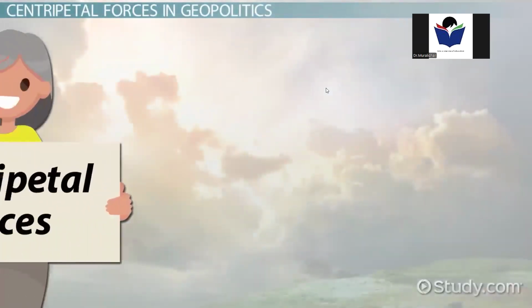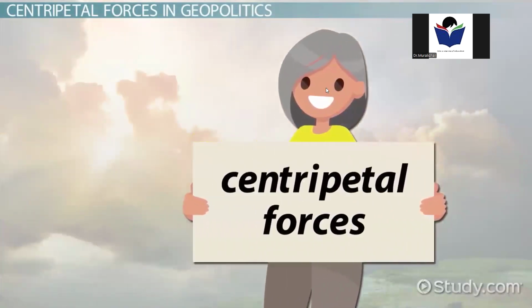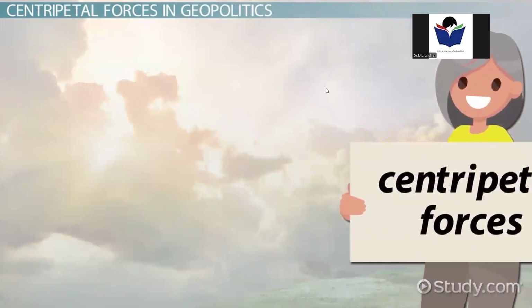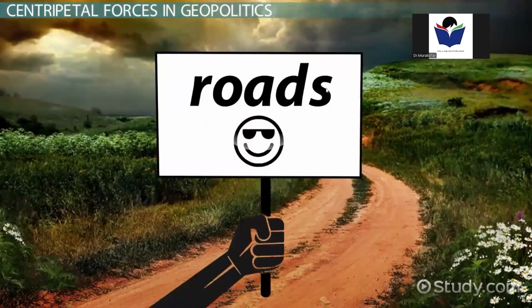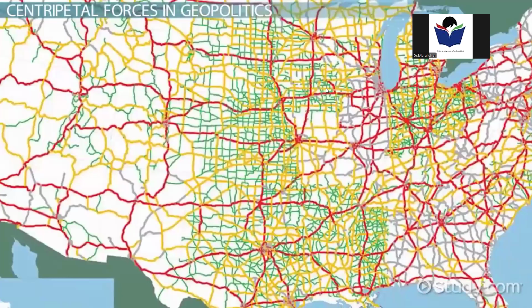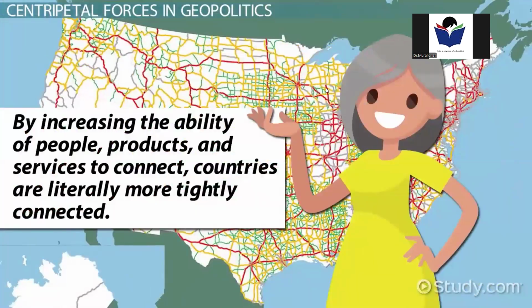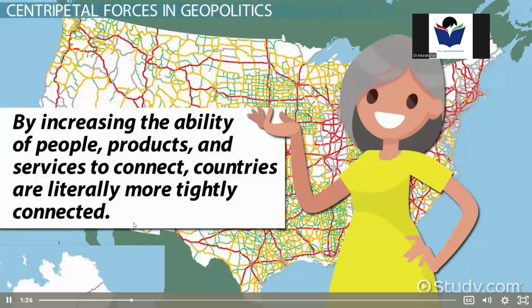Let's start by examining the centripetal forces of geopolitics, or the forces that help bring people together and create a unified country. So, how do you bring people together? One obvious answer is roads. Infrastructure is one simple way that centripetal force is developed within a country. By increasing the ability of people, products, and services to connect, countries are literally more tightly connected.